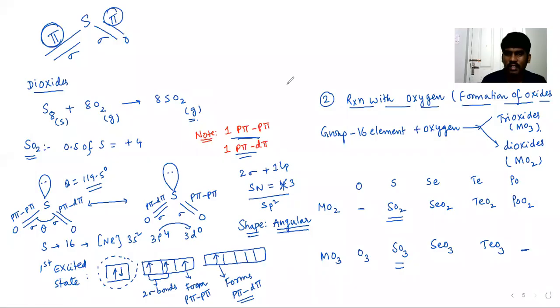Please change that. Steric number is not 4, it is 3. 2 sigma, 1 lone pair. Please change that.